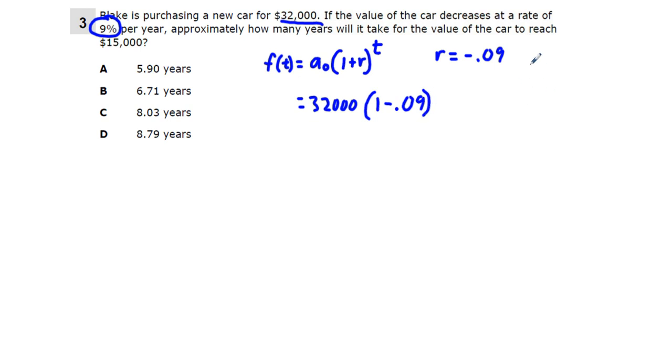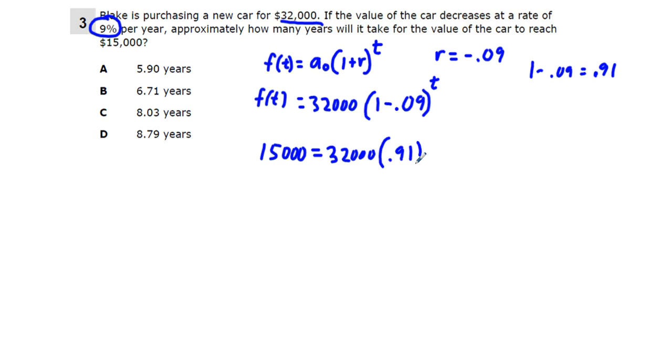And I think 1 minus 0.09 is going to be equal to 0.91. Okay, and then we have to the power of years, t. So f of t. So how many years will it take for the car? So we have 15,000 is what we're trying to get to. So 0.91 to the power of t. So really we're talking about something we should be able to do a numerical solve on this.